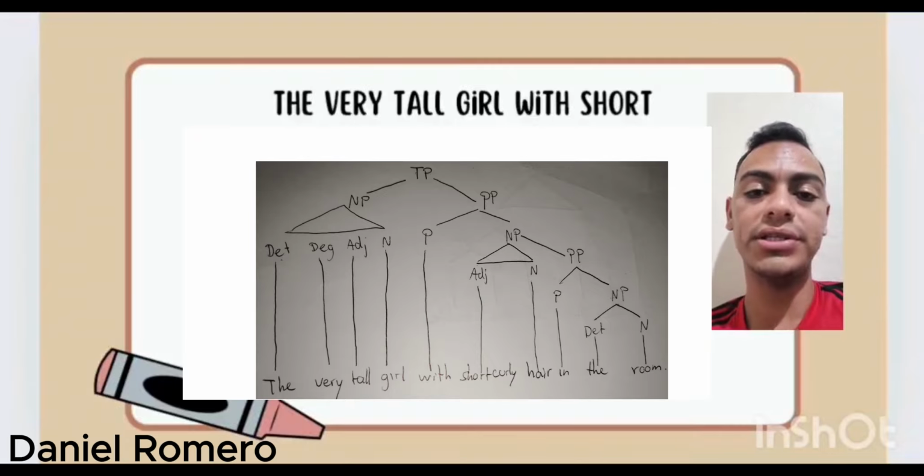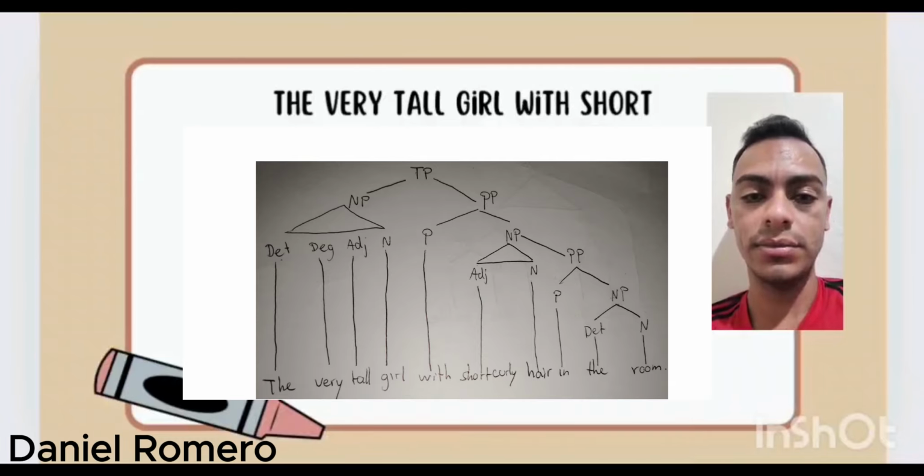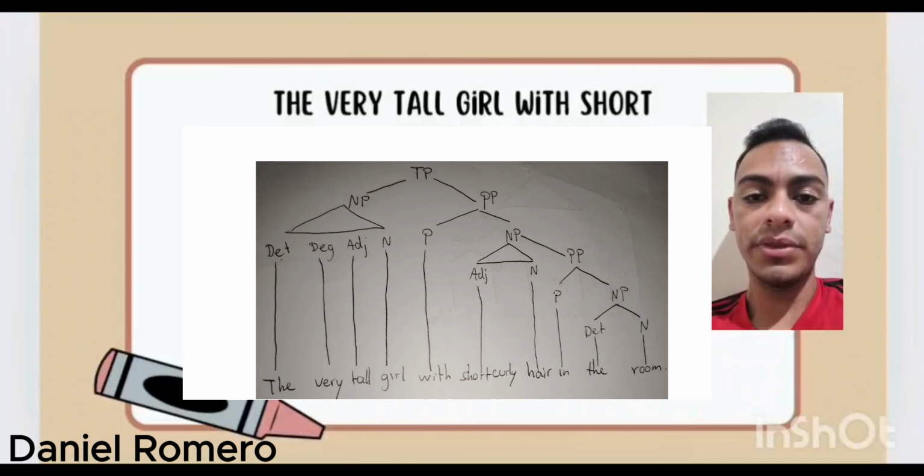The prepositional phrase is divided into a preposition and noun phrase. The preposition is with. The noun phrase is divided into an adjective and noun. The adjective is short curly and the noun is hair. The noun phrase is followed by the prepositional phrase.